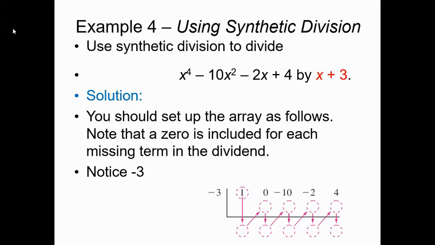We're going to set this up in a very different manner. We set up what they call an array as follows. Note that a 0 is included for each missing term in the dividend. Just as we had term placeholders, every time we're missing a term, we put a 0. Notice our negative 3. That negative 3 comes from the x plus 3. Remember, x plus h means that your number is really a negative, and that's what we're going to use.